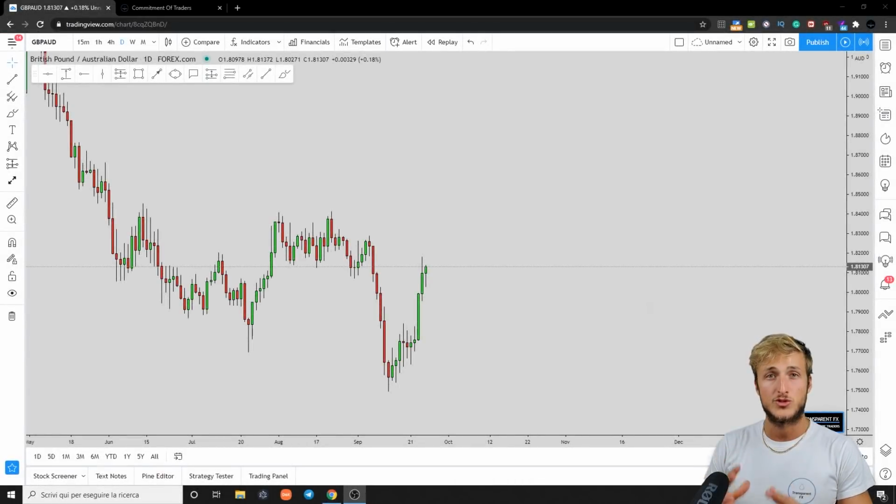The pair that I want to speak about today is GBP AUD. Now, why do I want to speak specifically about GBP AUD? First, because it is a very interesting pair for a trading opportunity this week. In fact, the pair is very near to providing a good swing trading opportunity to capitalize on the next move of the pair.